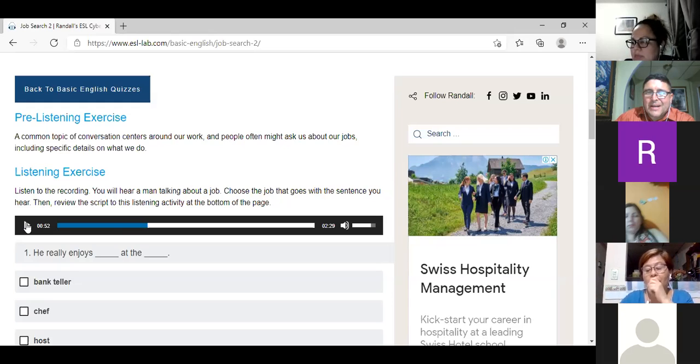Let's see, another volunteer, someone different, write in the chat. She carries a gun for protection as part of her job. Volunteer. Stephanie, Marta, Ricardo. She carries a gun for protection as part of her job.